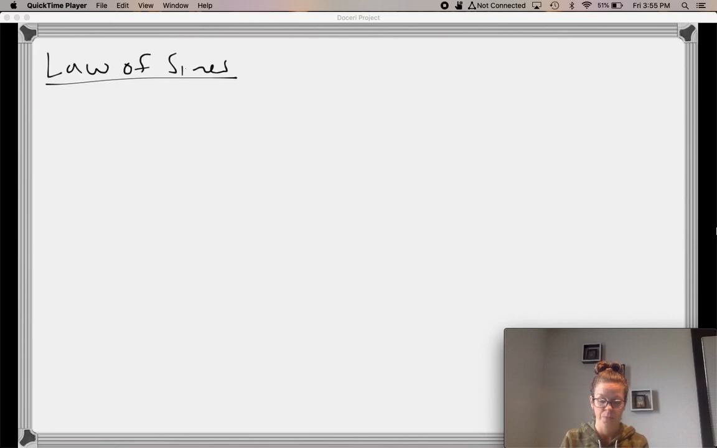But what about if we have a triangle that looks something like this? If there's no right angle, there's no hypotenuse, and so SOHCAHTOA will not work for us. So what we're going to do instead is label the angles capital A, B, and C, and then as a convention, we label the sides opposite of each of those with its lowercase name. So across from the capital A, I call that side little a.